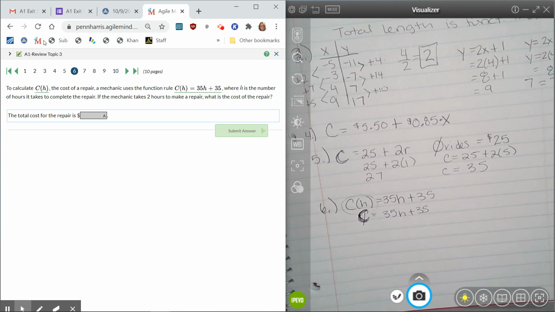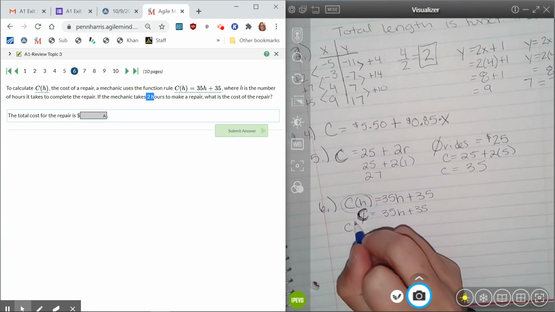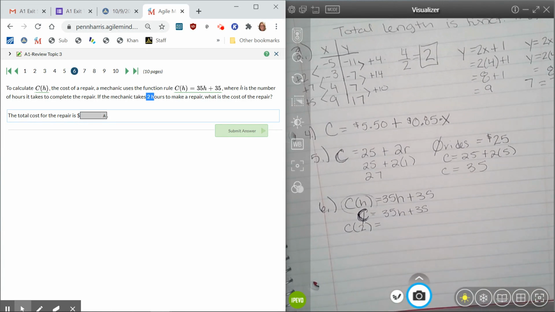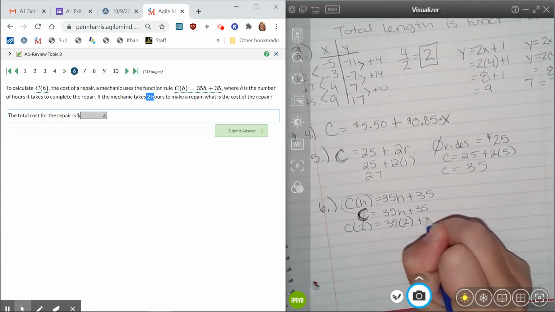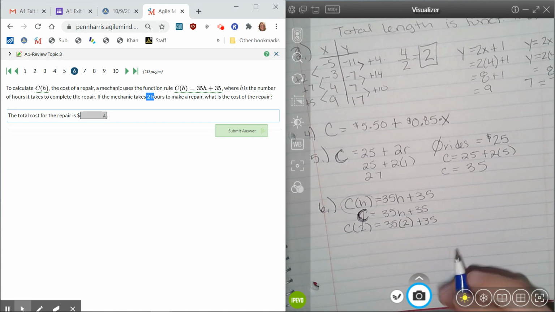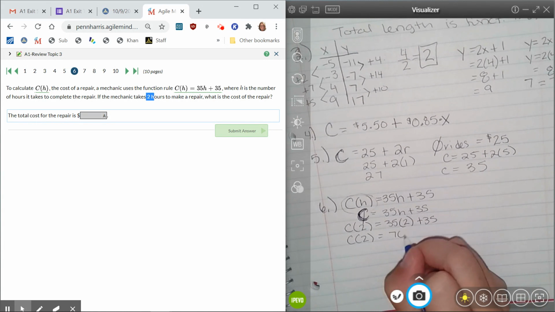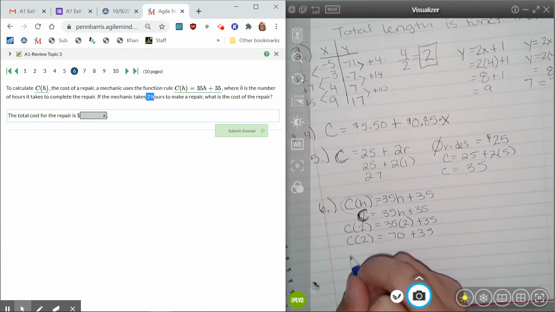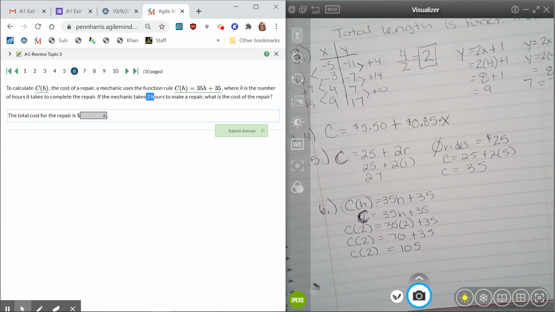What they want us to see is 2 hours. So I'm going to go back to my regular function notation. The cost of 2 hours is 35 times the 2 hours plus 35. This gives me 70 plus 35. So the cost of 2 hours equals $105. That sounds about right.